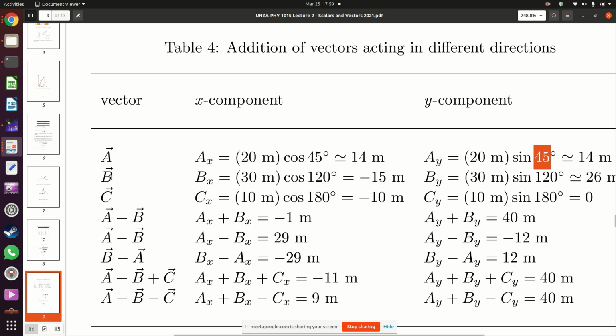We do the same thing for B. We want to find out how much Bx is. Bx is how much vector B is along the x-axis. So we multiply the size of vector B. Vector B is 30 meters, times the cosine of the angle, which is 120. So 30 meters cos 120 gives you minus 15 meters.